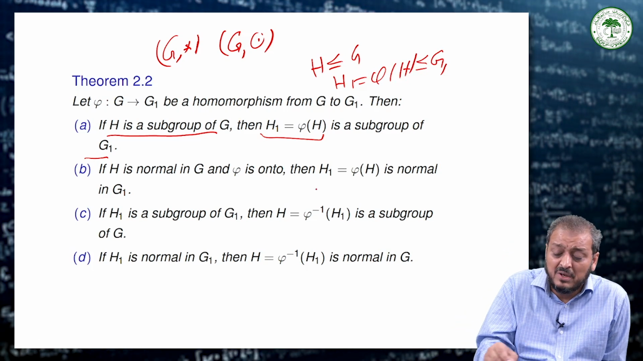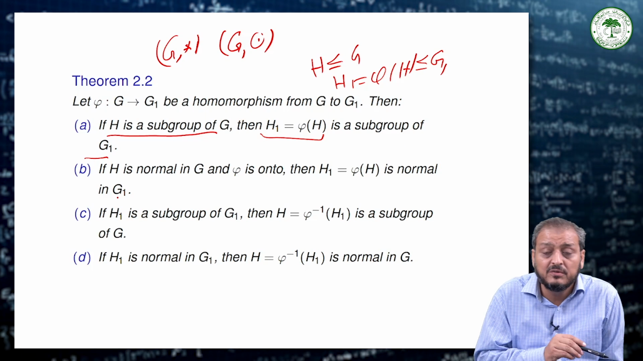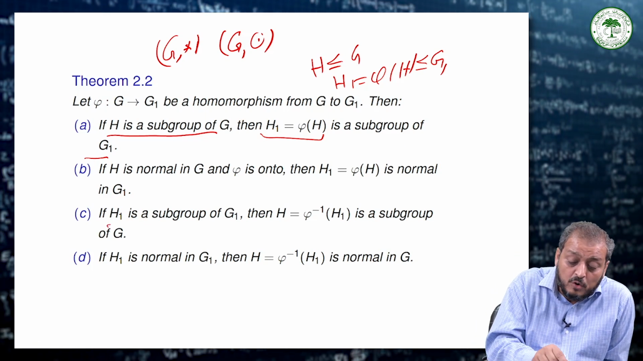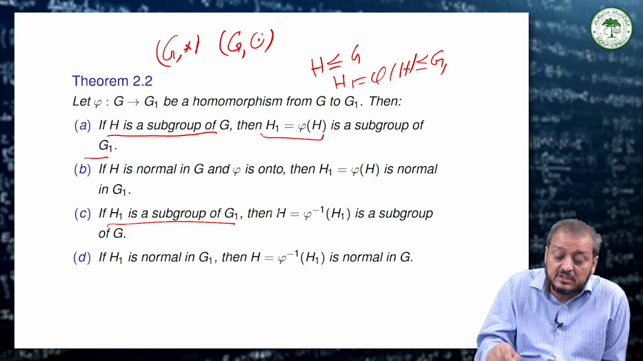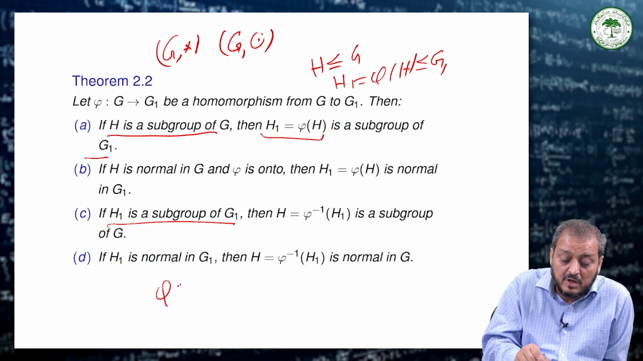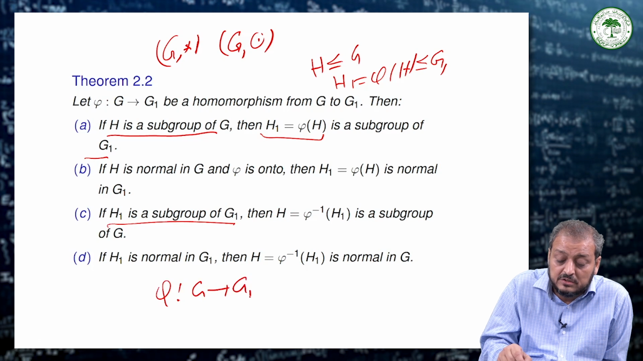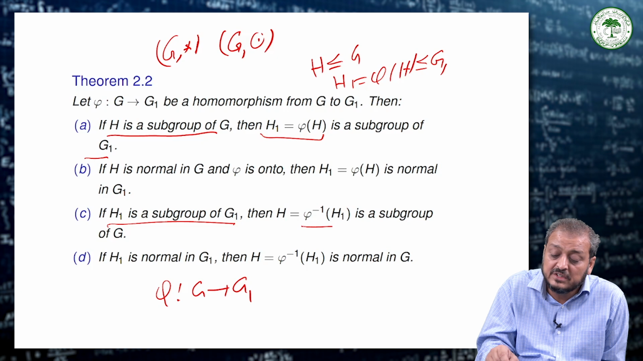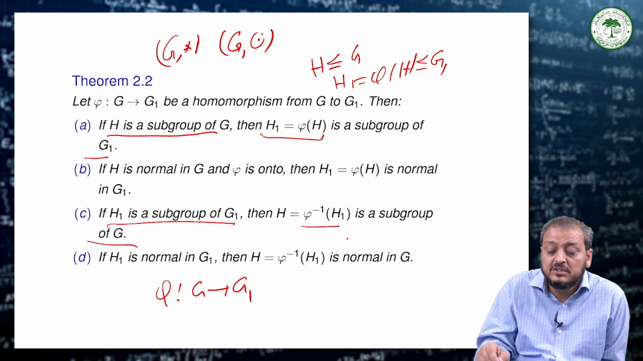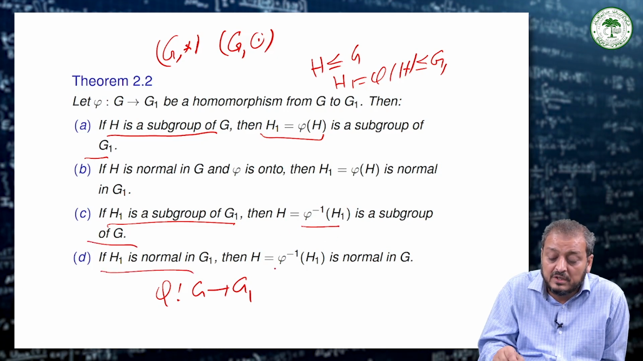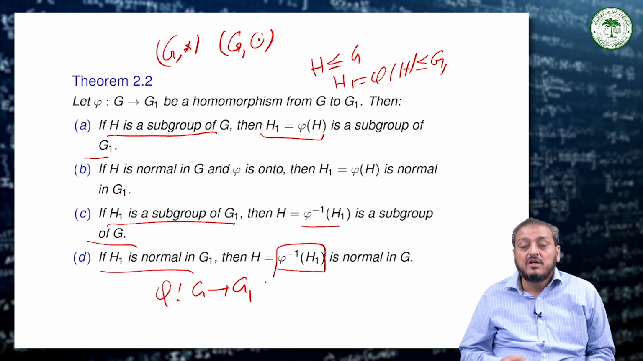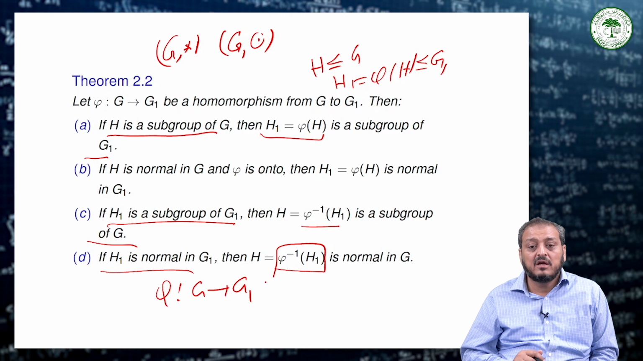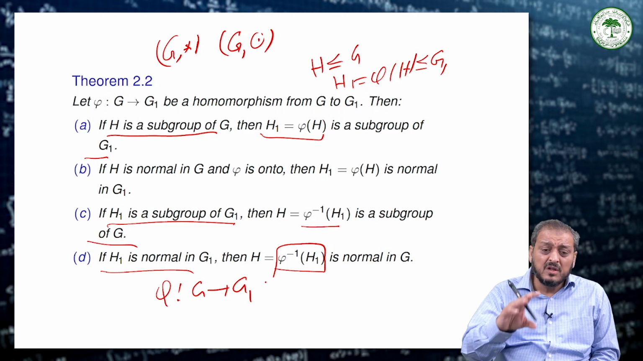Similarly, if H is normal, then phi of H is normal in G1. And again, if H1 is a subgroup of G1, then, because we have phi from G to G1, H, which is nothing but phi inverse of H1, is a subgroup of G, and if H1 is normal, then phi inverse of H1 is normal in G. So, let us try to prove this theorem.